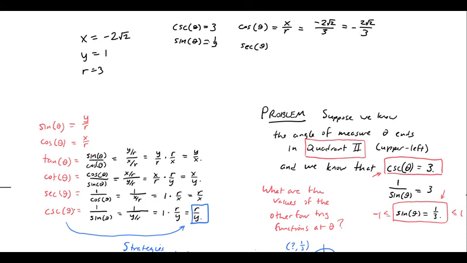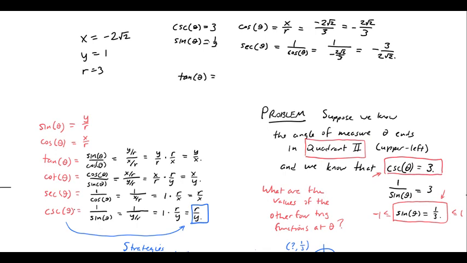Secant of theta is actually just the reciprocal of that. I could also find it as r over x, but I'll just do this instead. It's 1 over negative 2 root 2 over 3. So flipping that fraction, I get negative 3 over 2 root 2. And I'm not going to bother simplifying it beyond that. If I needed to work with that number some more, I might, but I'm not going to mess with it.